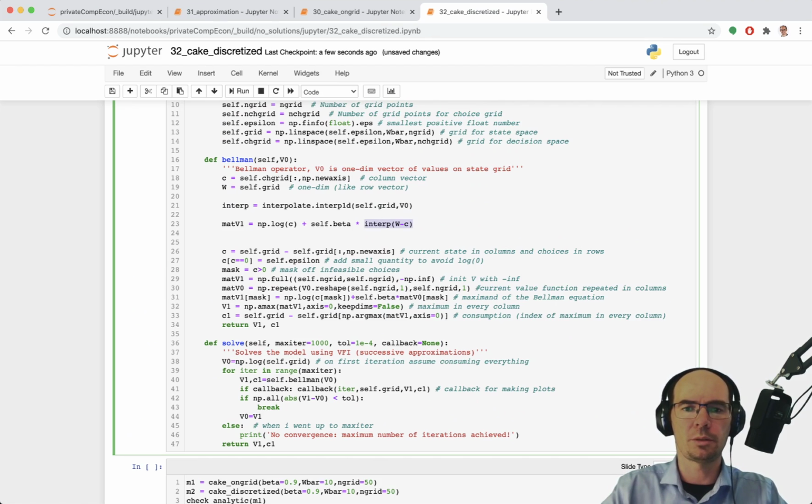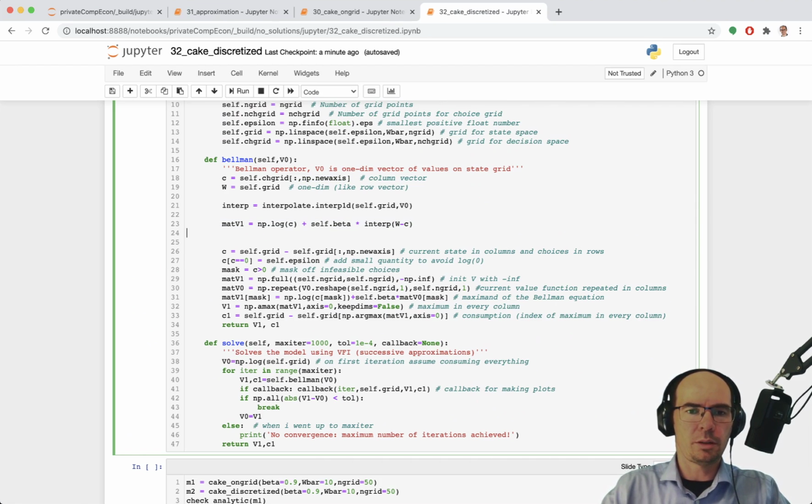The size of the result of the interpolation is going to repeat the size of the arguments, and the arguments are going to be a matrix, right? Because this is a row vector subtracted from the column vector. So because of the broadcasting, this subtraction will actually produce a matrix with all possible points in the state space in different columns, and all possible values of the choices in different rows. Okay, so is this what we need?